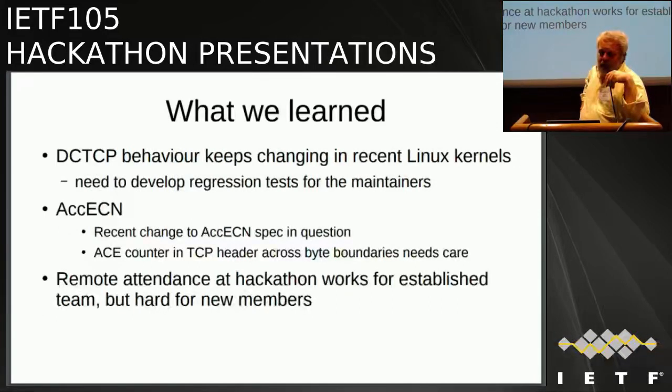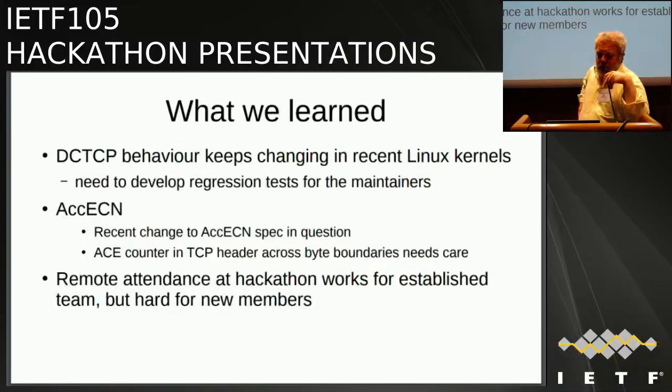What we learned, well, TCP behavior keeps changing in recent Linux kernels, so I think we're going to have to develop some regression tests for the maintainers, because it's just impossible for us to use it at the moment. We have to keep going right back to an early version of the kernel. Accurate ECN, we now question one of the most recent changes we made to the spec, having tried to implement it, so we may go back on that, but we've got to rethink it.